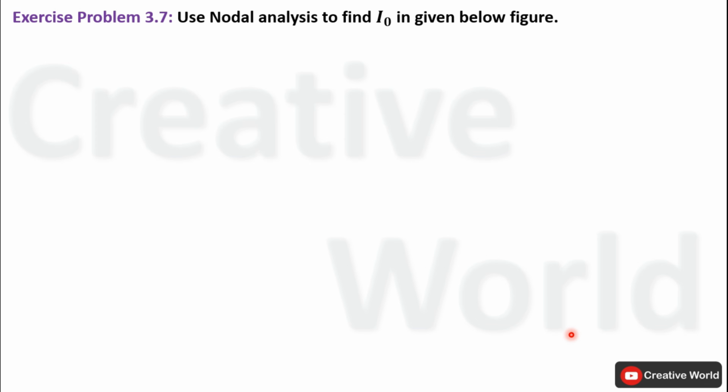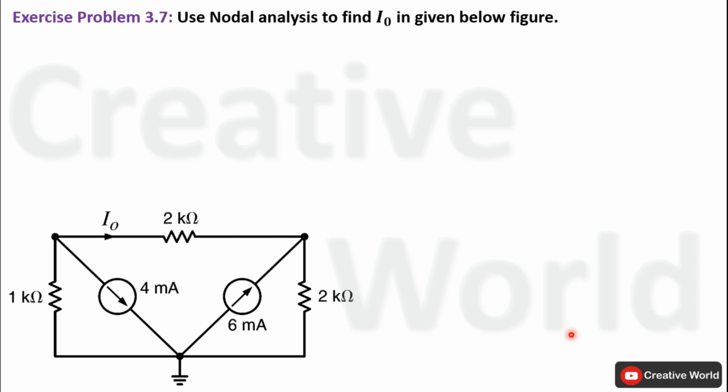Exercise problem number 3.7. Use nodal analysis to find out the value of current I0 in given below figure. This is the circuit diagram of given problem. Inside this network, we have to find out the value of current I0 through this branch using nodal analysis technique. So without wasting time, let's proceed towards the solution of the network.